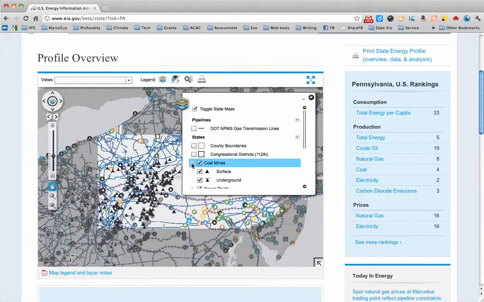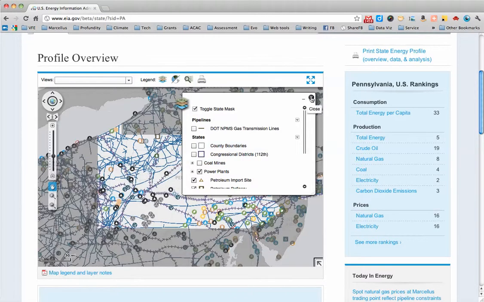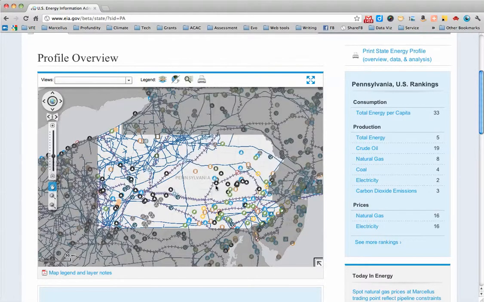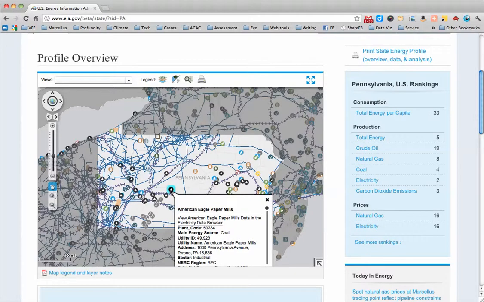I'm going to turn the coal mines off to make it easier to see some of the other stuff. I think I am. There we go. And that gets those out of the way. And you can look around and find out what these are from the legend, or you can click on them and it brings up information related to that.